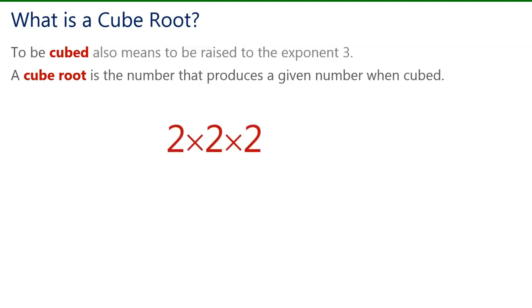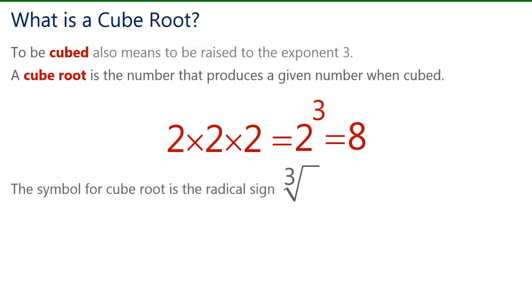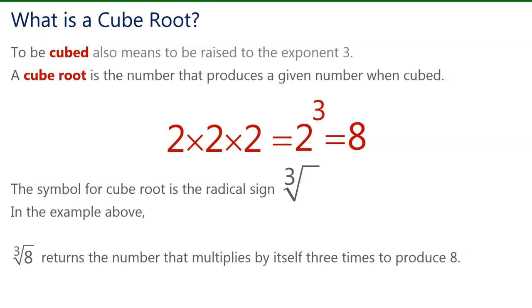So 2 times 2 times 2, which is 2 cubed, is 8. The symbol for cube root is this radical sign. In the example above, the cube root of 8 returns the number that multiplies by itself 3 times to produce 8. Therefore, the cube root of 8 equals 2.